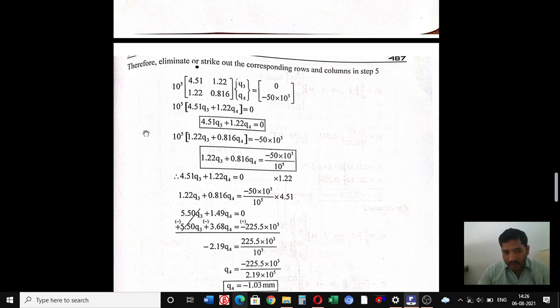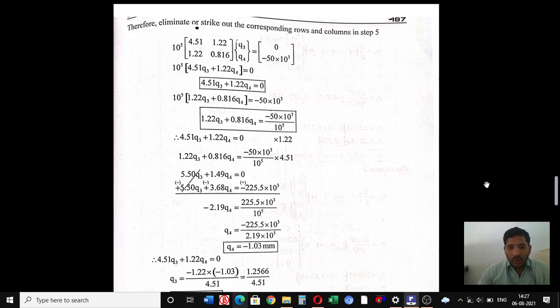Clear here? This 10 power of 5 we need to divide here. Clear? Then you will get 1.22 Q3 plus 0.816 Q4 equal to minus 50 into 10 power of 3 divided by 10 power of 5. After that, we need to write in the above matrix. This is the first equation, and this is the second equation. Clear? First equation, we are arranging in systematic form: 4.51 Q3 plus 1.22 Q4 equal to 0. We are arranging in this form. Okay dear? And 1.22 Q3 plus 0.816 Q4 equal to minus 50 into 10 power of 3 by 10 power of 5. Then how to multiply this value? Always remember, please always remember, this first point you just need to multiply here.